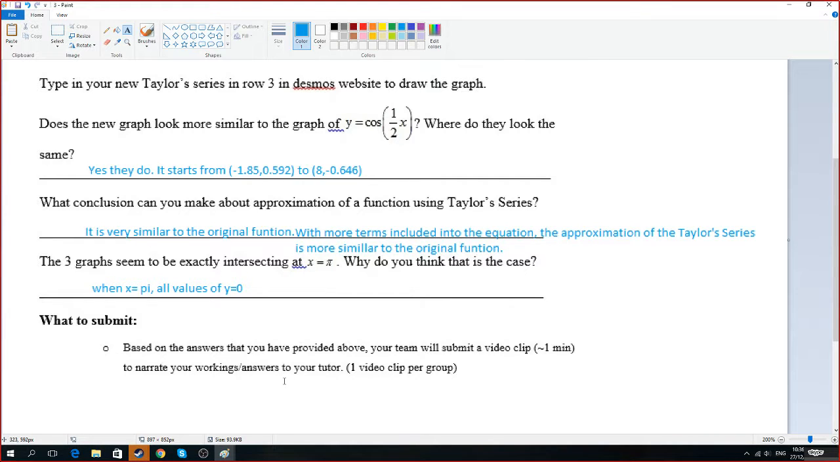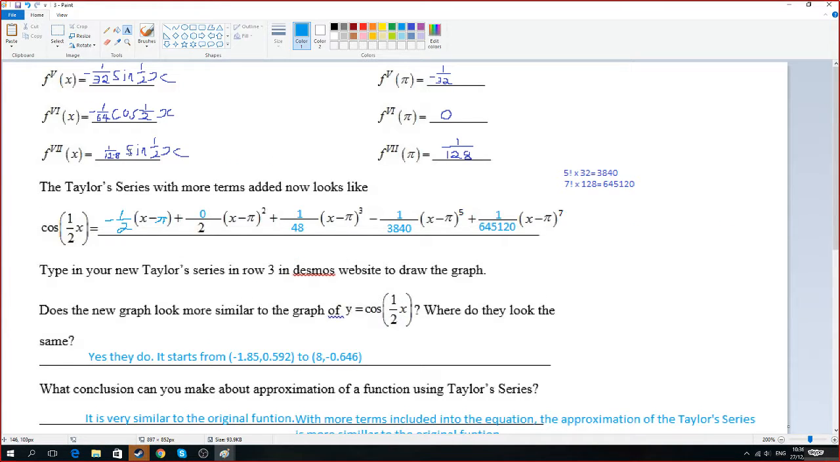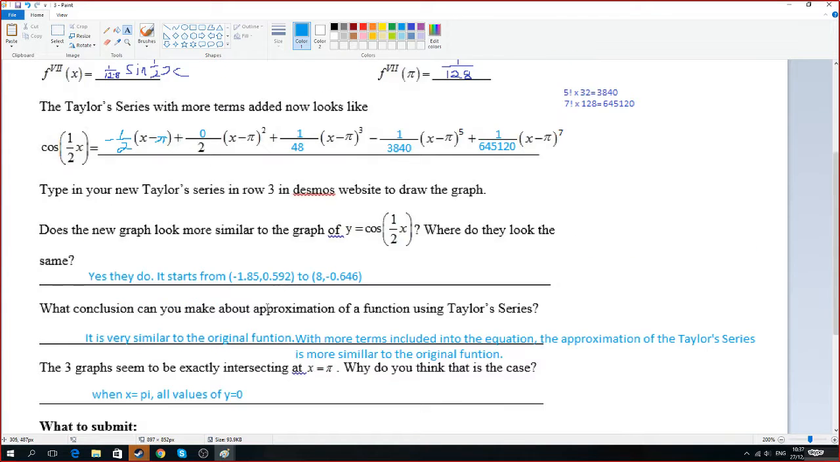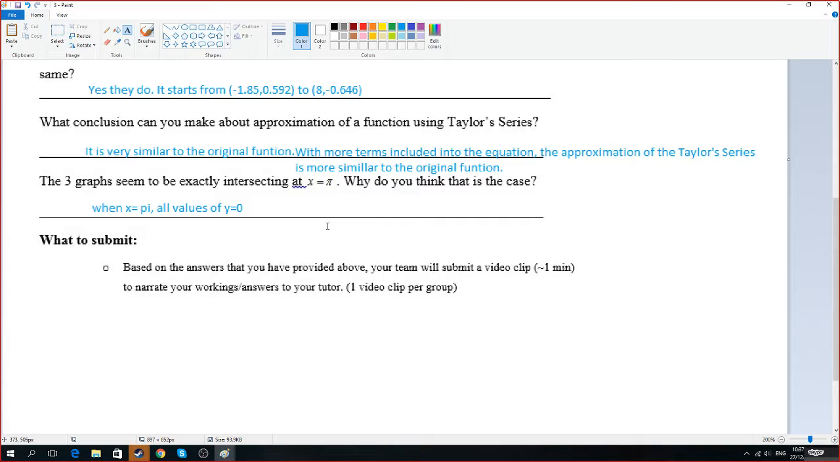And the three graphs intersect at x equals pi because when we just substitute pi into x, all of the graphs will be 0. So that's why they always intersect at x equals pi, because all their values are the same: at pi, y equals 0.